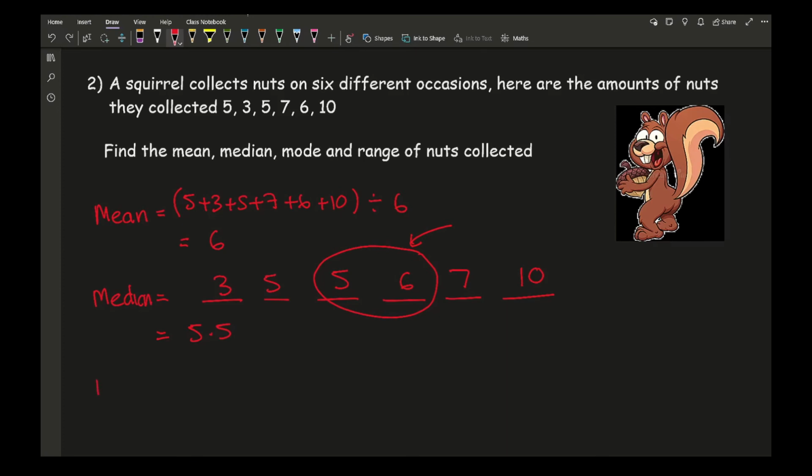So next thing we then have to do is work out the mode. Again, here we can see clearly that we've got 2, 5, so that's going to be our mode. And then the range is going to be the biggest number, which is 10, take away the smallest, which is 3, giving me an answer of 7.